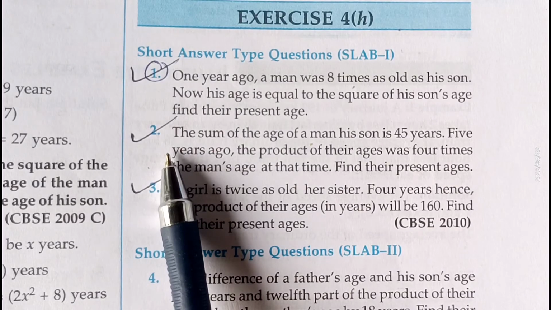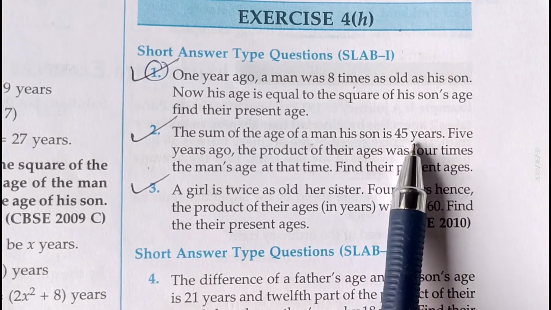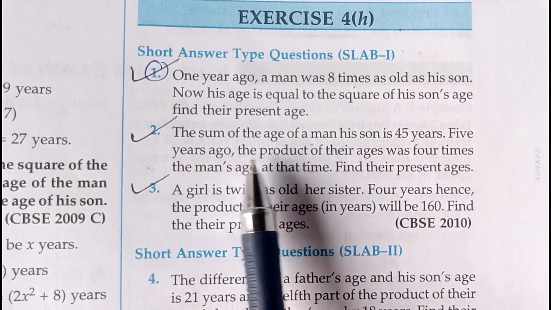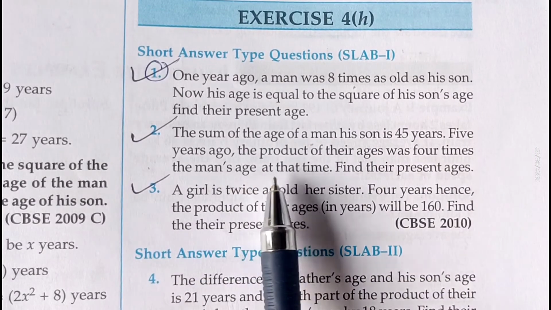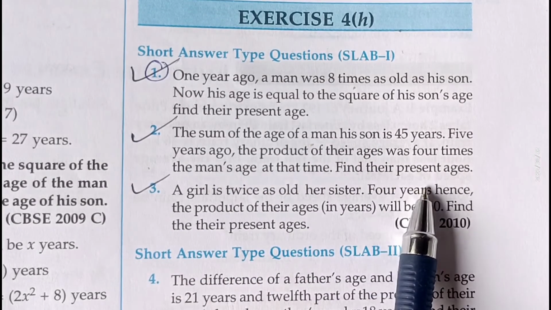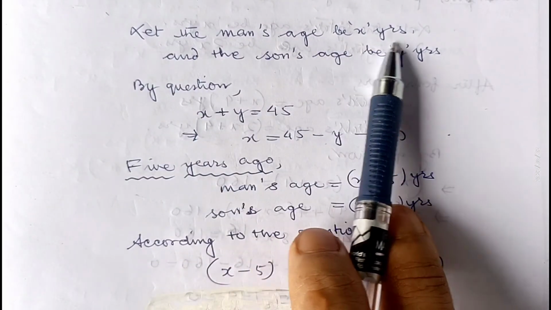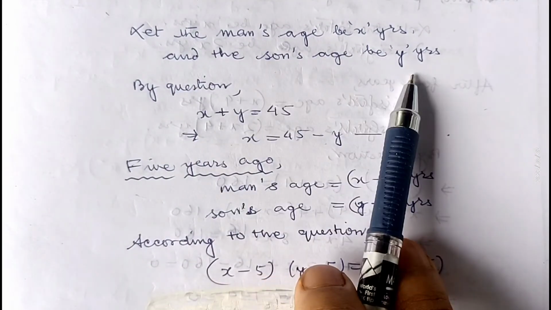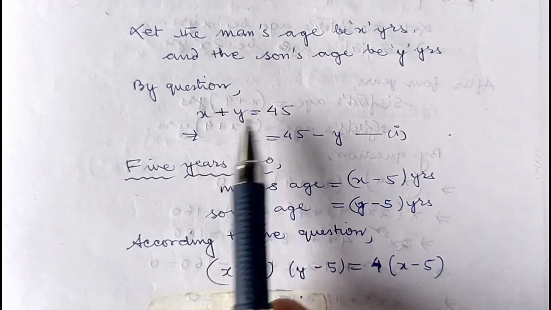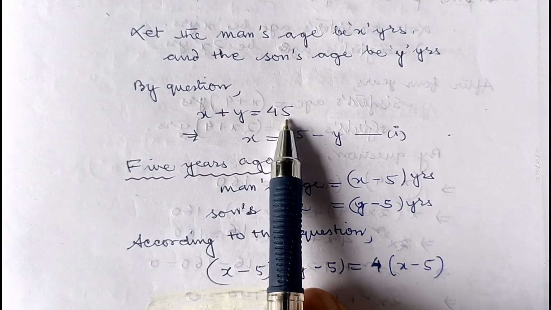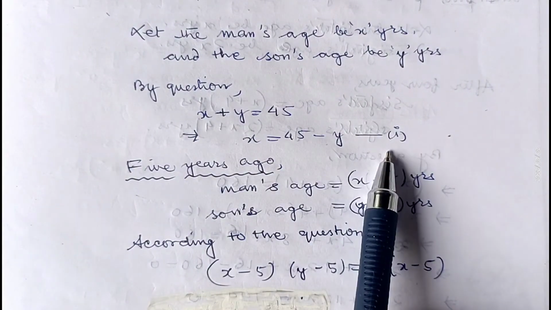Question number 2 of 4H. The sum of the age of a man and his son is 45 years. 5 years ago, the product of their ages was 4 times the man's age at that time. Find their present ages. Like previous time, we can consider let the man's age be x years and the son's age be y years. Now as given in the question, sum of their ages is 45. So x plus y equals 45. So x equals 45 minus y. Let it be equation number 1.